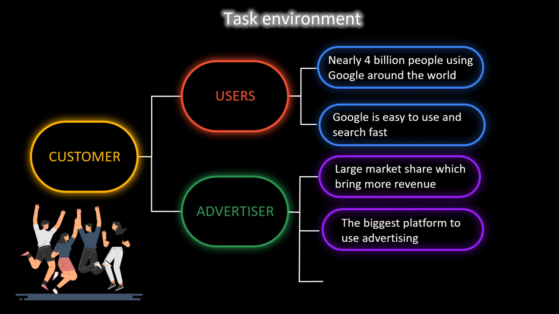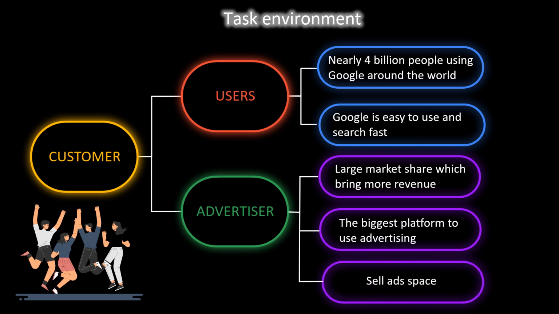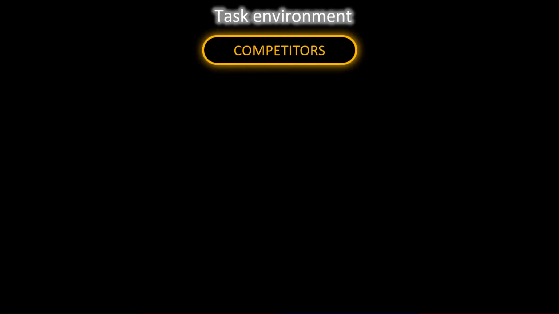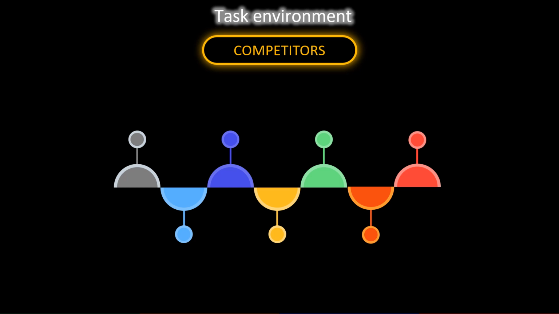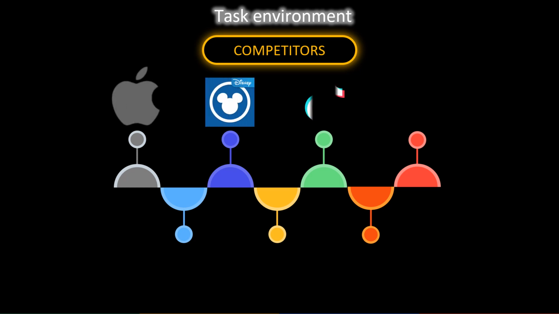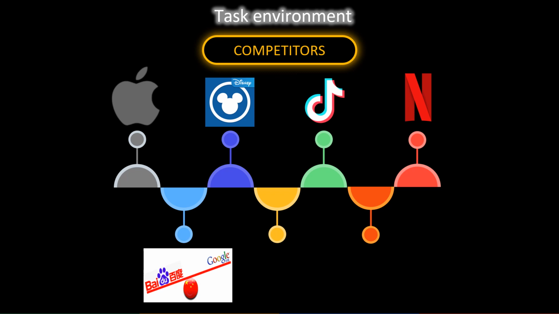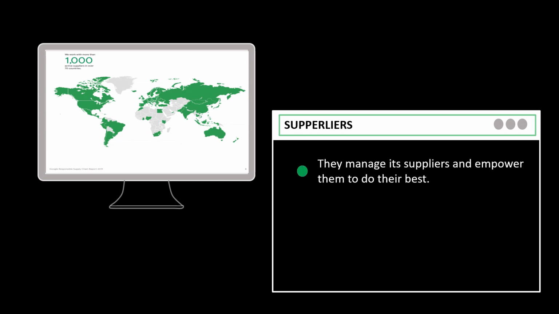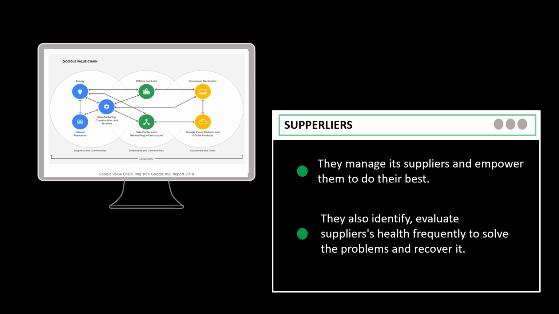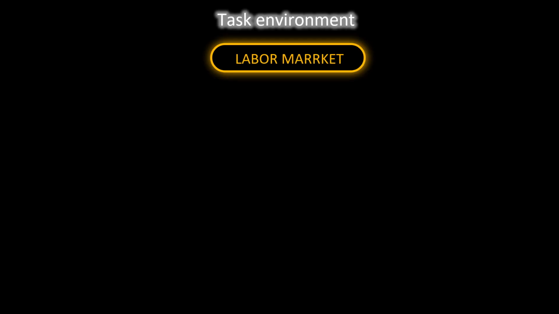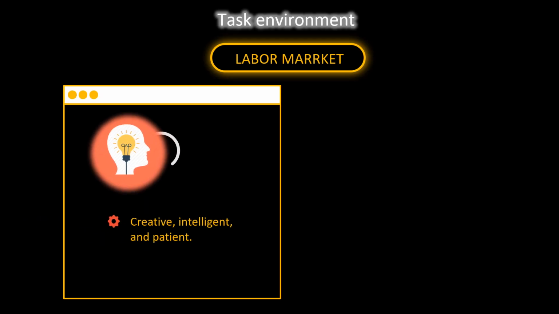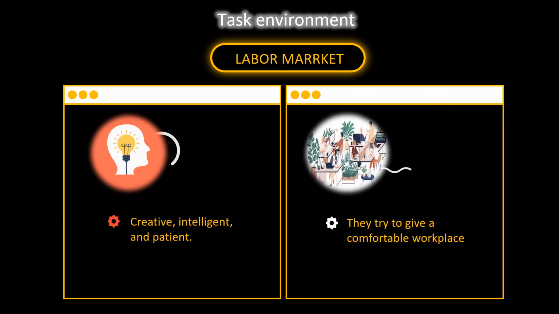It is also the biggest platform for advertising, and they sell ad space through many places, especially through Google Search. Competitors. Google's competitors in entertainment are Apple, Disney, TikTok, and Netflix. And in advertisement, they are Baidu in China, Amazon, and Facebook Ads. Supplier. They manage their suppliers and empower them to do their best. They also identify and evaluate supplier health frequently to solve problems and recover. Labor market. Okay, so Google workers are really creative, intelligent, and patient. Besides, Google tries to keep a comfortable workplace.